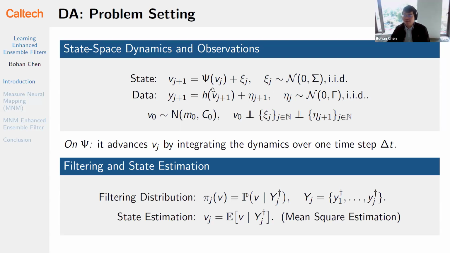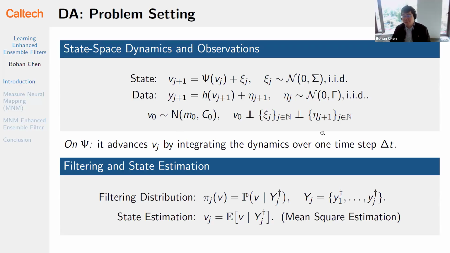And then for each state, we have their observations. Here, the observation Y_{j+1} equals the observation operator H of V_{j+1} plus some noise eta. Here we call eta the observation noise. And with some initial condition. We usually assume that the initial condition follows some Gaussian, and this initial condition is known. What we know in this setting is the dynamics psi, the observation operator H, the noise covariances, and also the initial conditions.